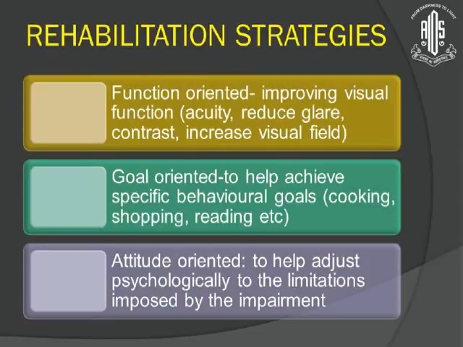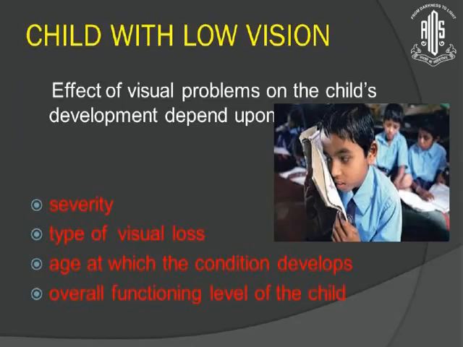The effect of visual problems on the child's development depends upon many factors. One, of course, the severity of the disease and the type of visual loss. And another thing is the age at which the condition develops, because a child born with congenital bilateral anophthalmos definitely needs a different strategy than a child who has RP and has become blind in his teens. And of course, it depends on the overall functioning of the child.